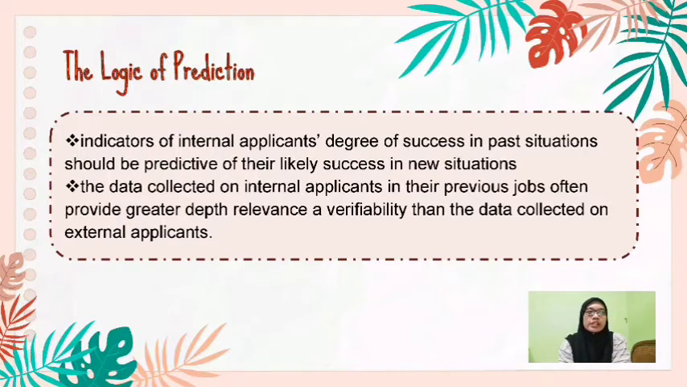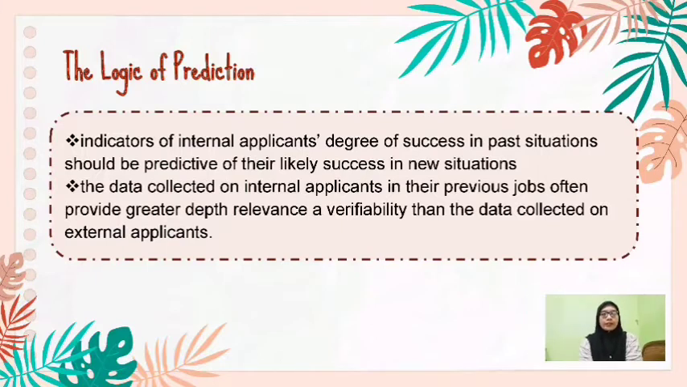While internal selection has important advantages over external selection, there are two factors that can derail, menjatuhkan, the logic of prediction. First, impression management and organizational politics can play important roles in who gets promoted in the organization.